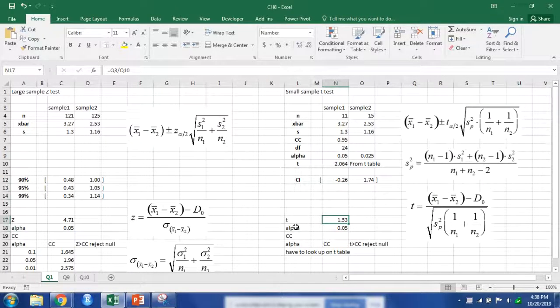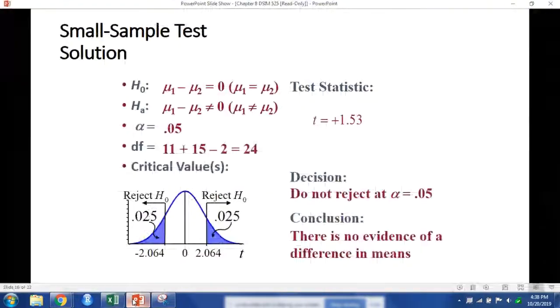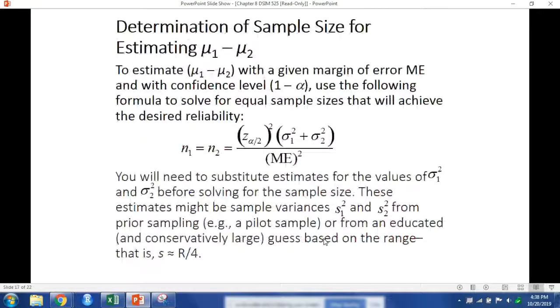It is less than 2.064 from the t-table, and thus we cannot reject the null hypothesis, or we fail to reject the null hypothesis. So do not reject. There's no evidence that there is a difference in means for the average yield, at least not with such a small sample size.